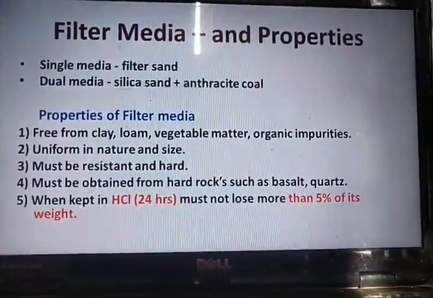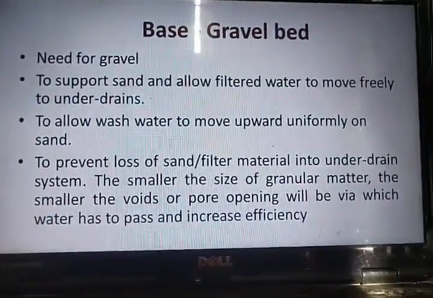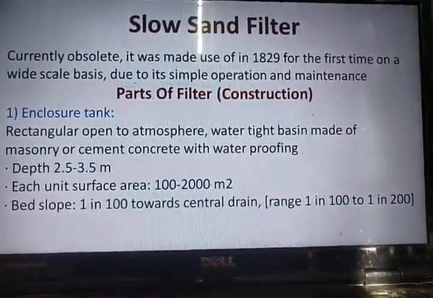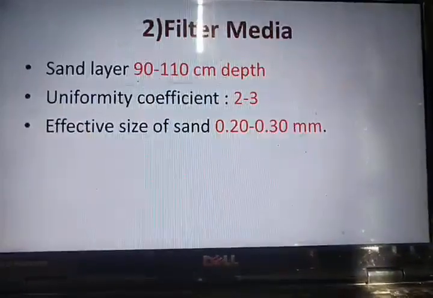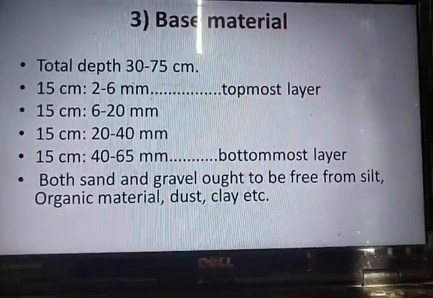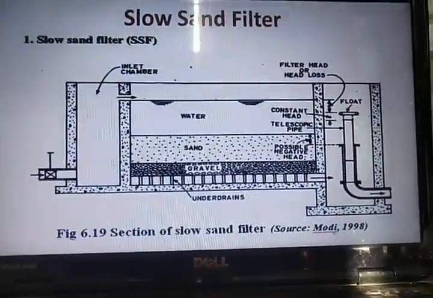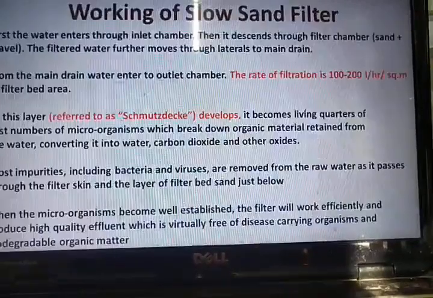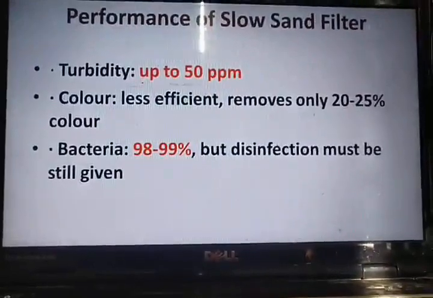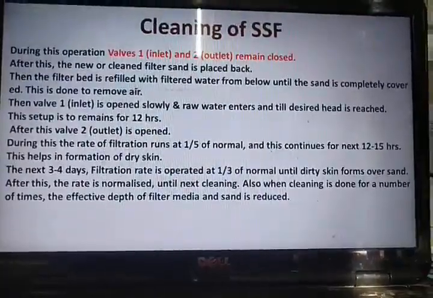And the types of filter, the introduction and the properties of the filter media, that is what should be the properties of sand and what should be the properties of the gravel, that is the base material, and the construction of the slow sand filter, its different layers, the type and specification of the sand, the base material thicknesses and the under drainage system. And this is the diagram of the slow sand filter, and we also saw the working of the slow sand filter, its performance and ultimately the cleaning of the slow sand filter.